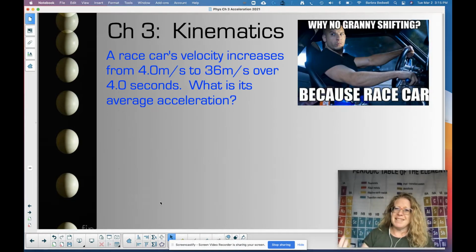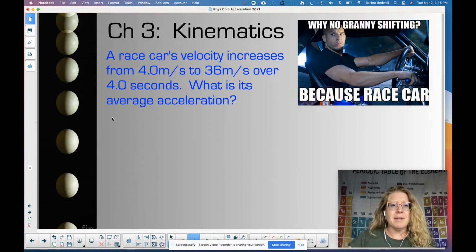So here's an example of one from the last chapter. A race car's velocity increases from 4 meters per second to 36 meters per second over 4 seconds. What's its average acceleration? When you've got something like a car, and here's your lovely car that's moving, it doesn't have to be a fancy sketch.